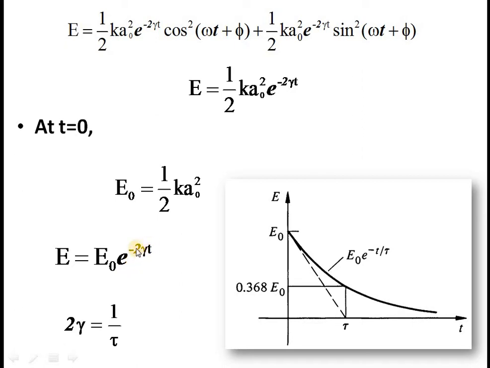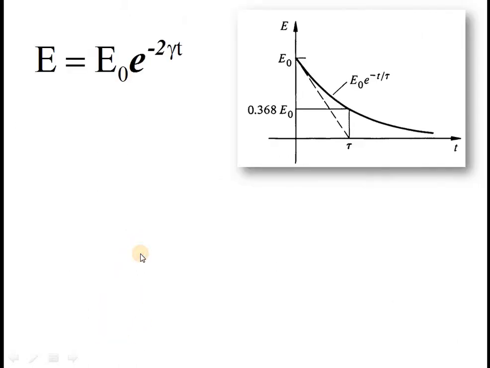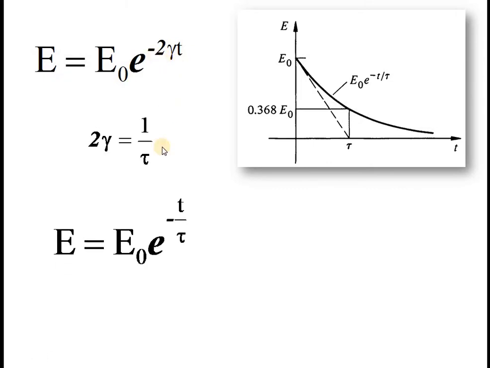Now let us put some value. We have already done it in one of the previous modules. We called 2 tau the relaxation time, and we wrote that 2 gamma is equal to 1 by tau. You can place this relation here. Our equation now becomes E is equal to E0 e raised to minus t by tau. That is how the graph is plotted.